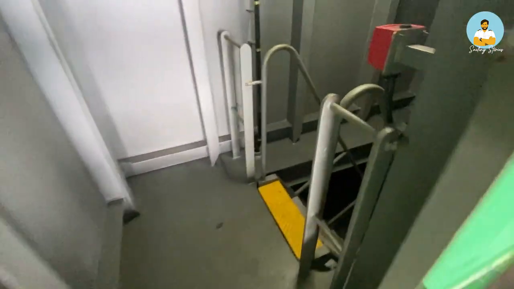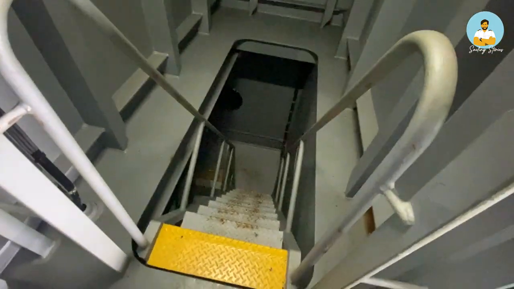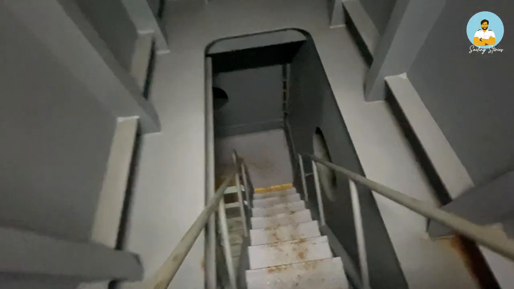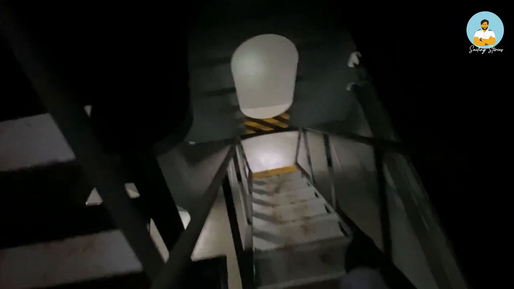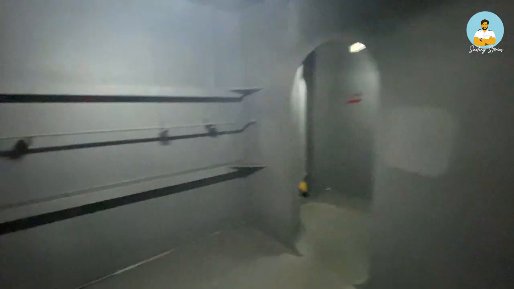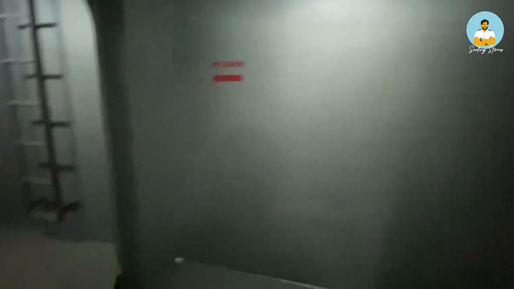Here, see, if I use this and go, I will go directly to the other side. It's a little dark in here, nevertheless. Okay, so this way, if you go, you will find the bow thruster room. See, all markings are given over here, which is very nice.